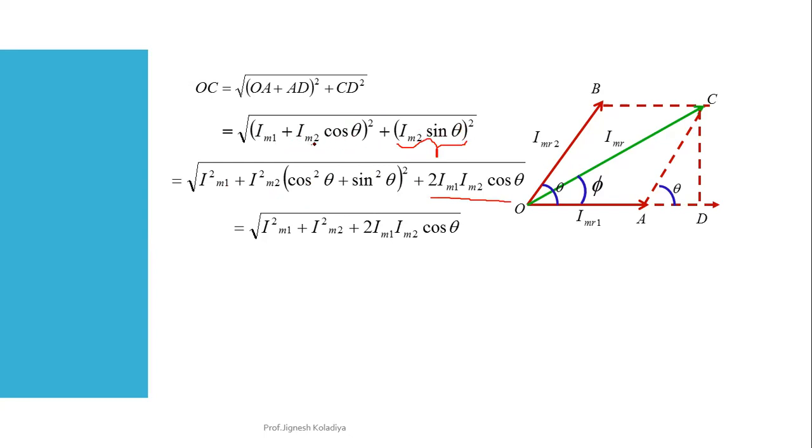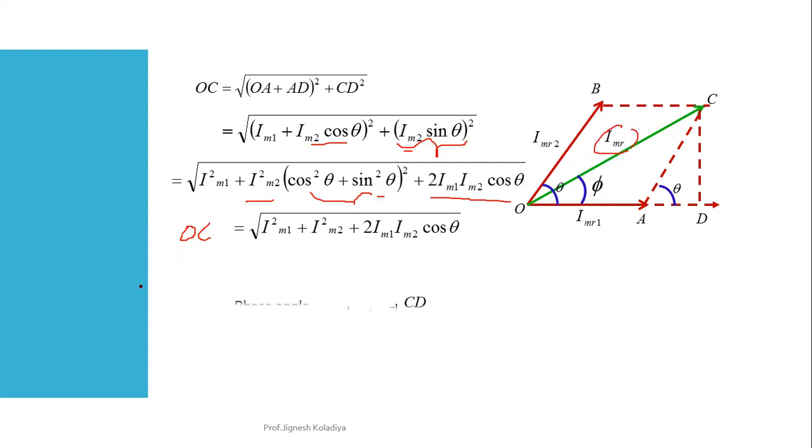So in the last term of this and this, Im2 square is common. In bracket, sine square theta plus cos square theta, this will be 1. So finally I have square root of Im1 square plus Im2 square plus 2 Im1 Im2 cos theta. This is what? OC. OC is what? The resultant. That is what we have to find.